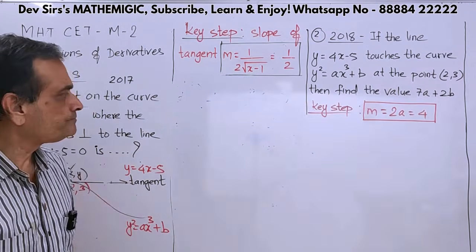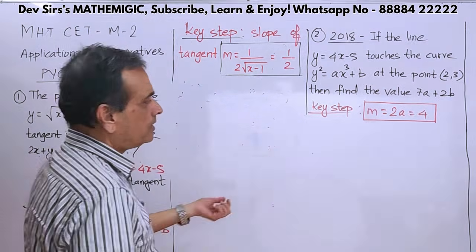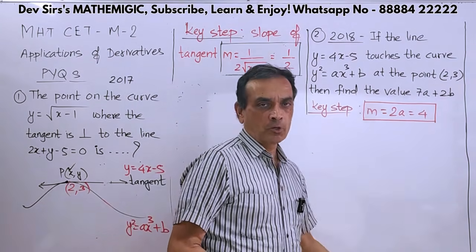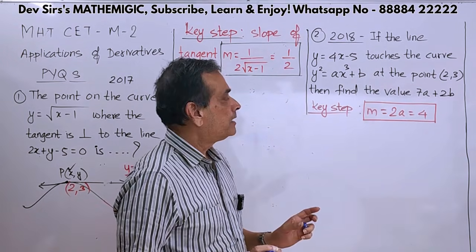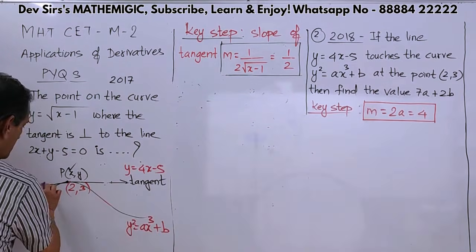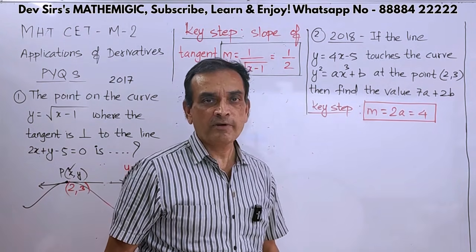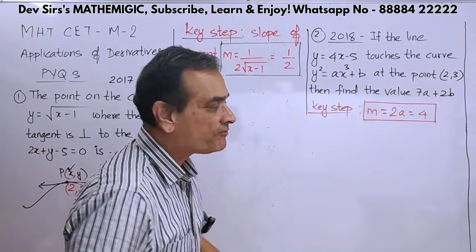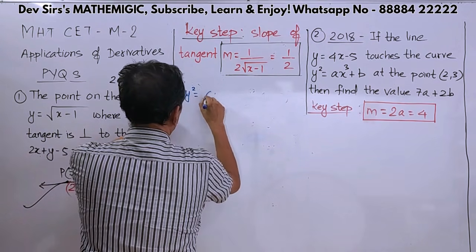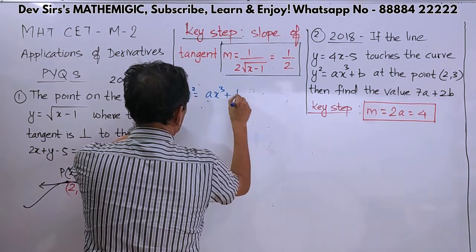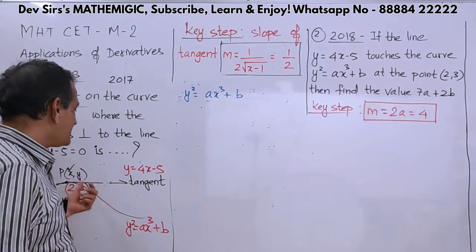How do we go about it? Let us start. As usual, key step क्या है देखो. m is equal to 2a is equal to 4. Same method I am going to use. First I am going to find out slope of the tangent by using dy by dx. Okay, applications of derivatives. So by using equation of curve, इसका dy by dx मिलेगा, यानी क्या मिलेगा? Slope of the tangent at that point we are going to get.